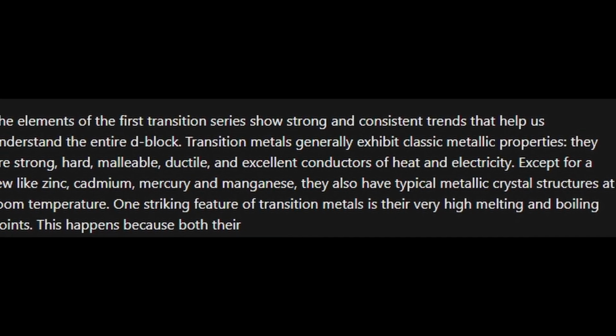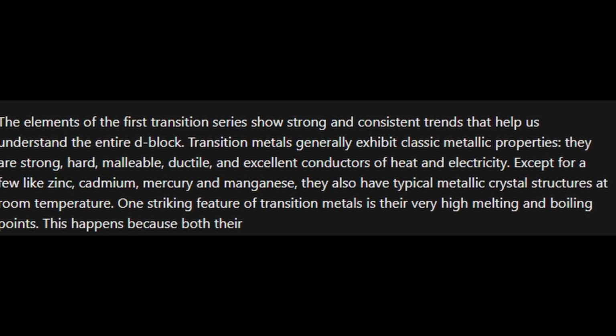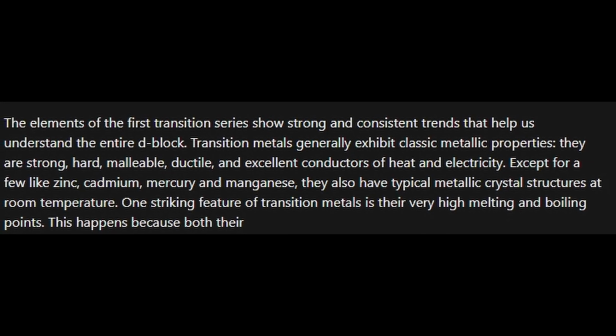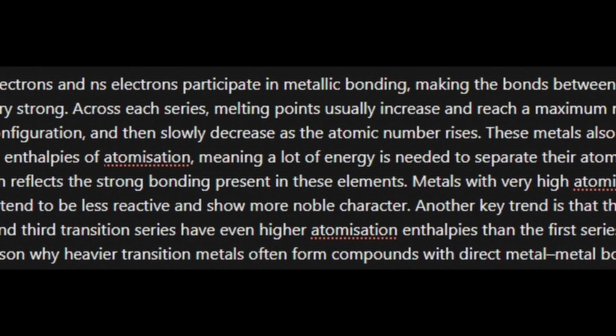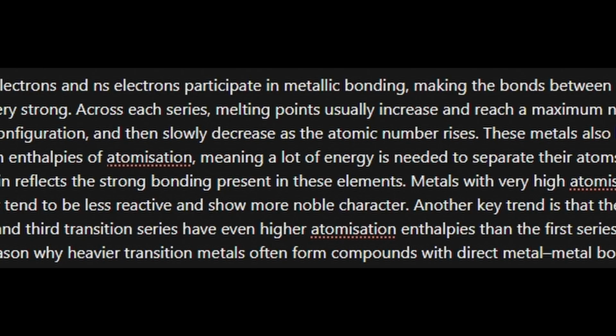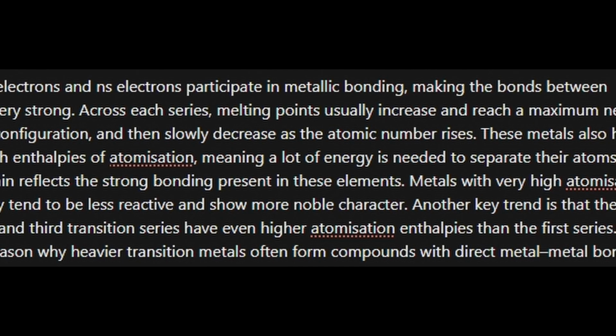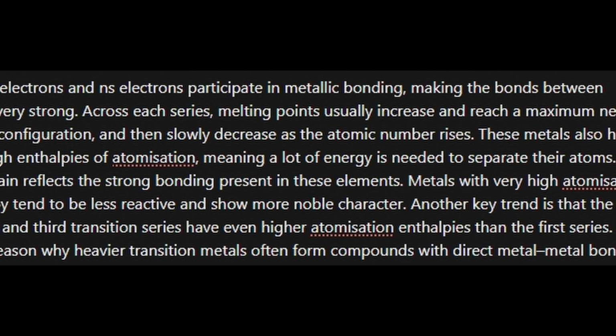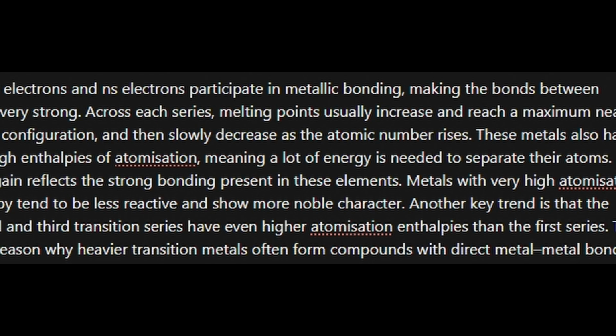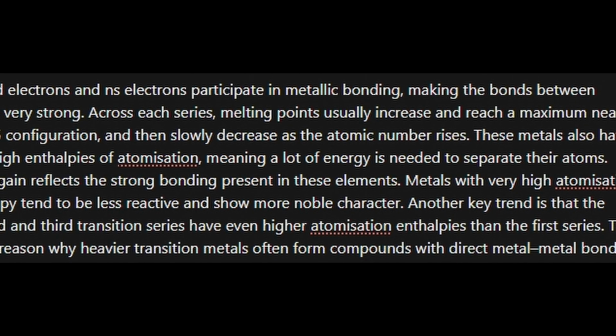One striking feature of transition metals is their very high melting and boiling points. This happens because both their (n-1)d electrons and ns electrons participate in metallic bonding, making the bonds between atoms very strong. Across each series, melting points usually increase and reach a maximum near the d5 configuration, and then slowly decrease as the atomic number rises.